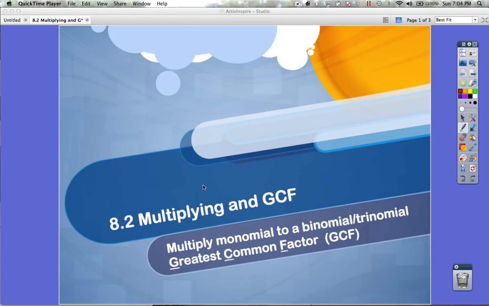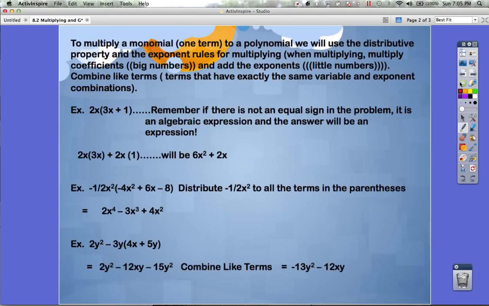8.2, multiplying and GCF. We're going to be multiplying a monomial to a binomial or a trinomial, and we're also going to be talking about the greatest common factor. All right, to multiply a monomial, which is one term, to a polynomial, we will use the distributive property and the exponent rules that we learned in the last chapter for multiplying.